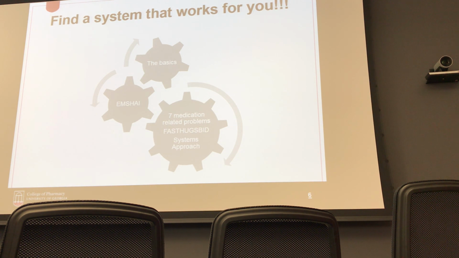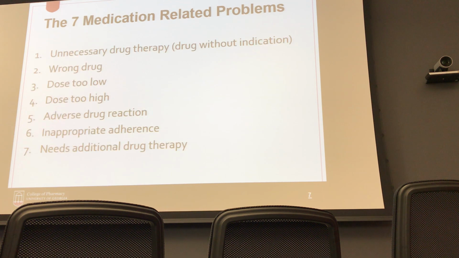Then from there, what's the bigger system? You can use the 7 medication-related problems. So this is like dose too high, dose too low, missing medication, stuff like that. We'll talk a little bit about FAST HUGS BID, which is more of a critical care thing of looking at the specific things that we need to look at every day, as well as you can go by systems. So these are the 7 medication-related problems. It's a good thing to have memorized.